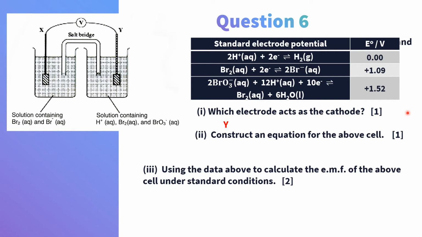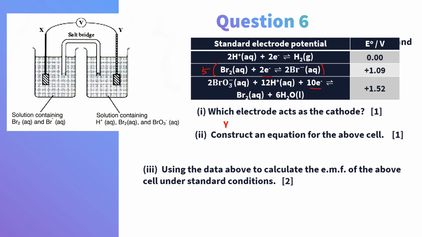Construct an equation for the above cell. So first you have to look at the cell again. So we have bromide ion here, so this one, Br2 and bromide here, undergoes oxidation. So bromide ion undergoes oxidation. Okay, so you have to balance the electrons. Here we have 10, here we have 2 only. So the whole equation here must be multiplied by 5.